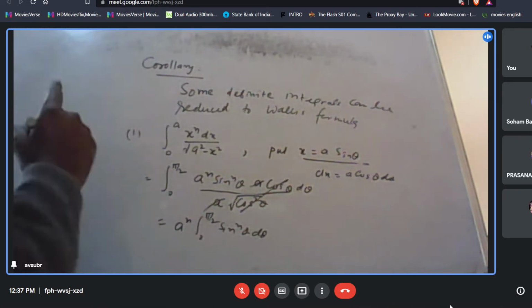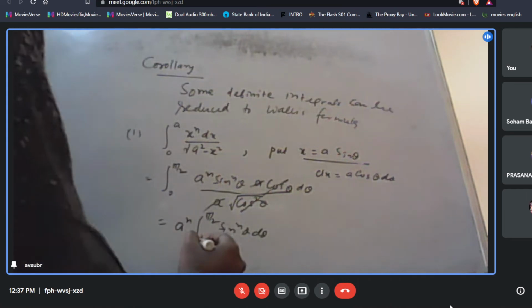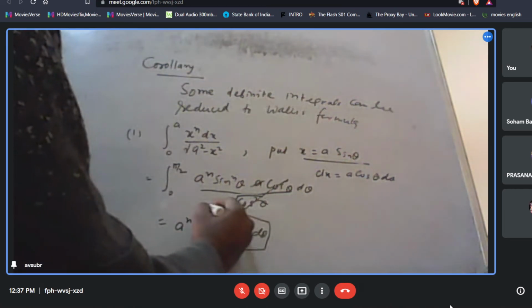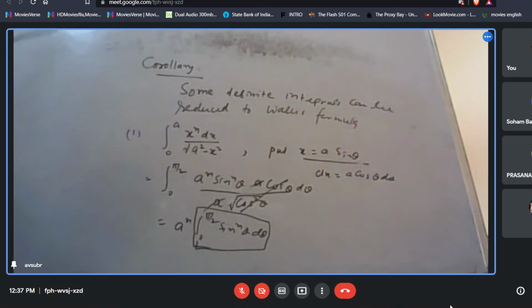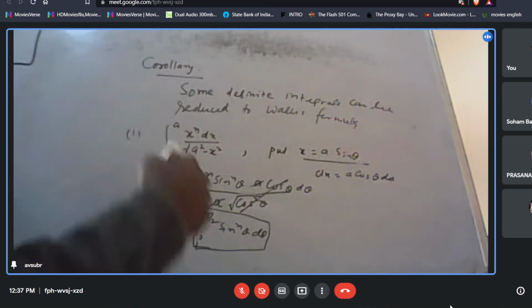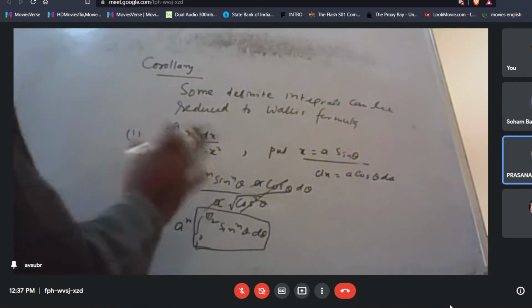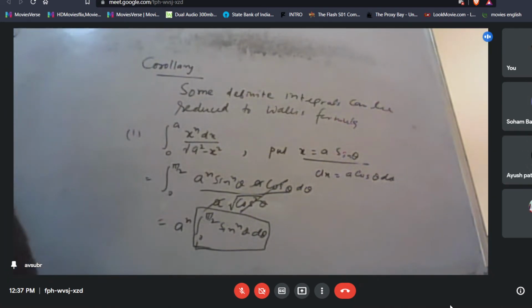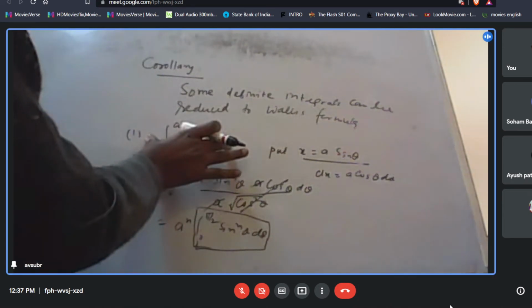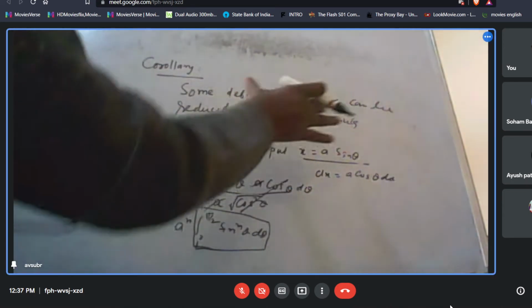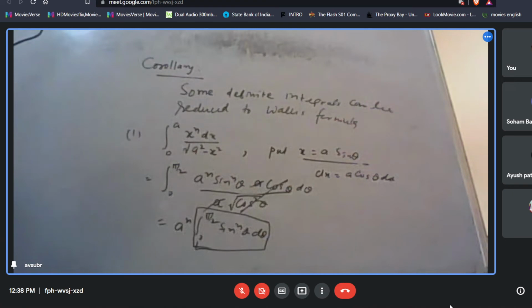Isn't it the same form? Just now we saw, for this we have just proved that Wallis formula. So we have brought it into this form. This kind of integration can be brought into this form, where further we can use Wallis formula.